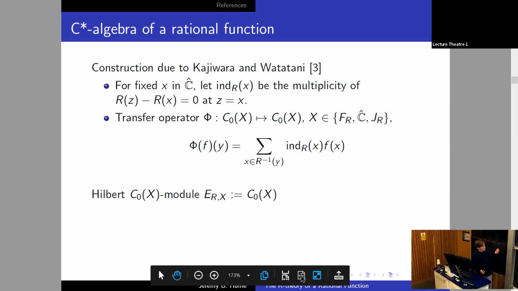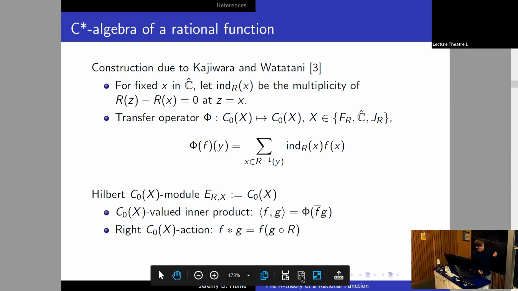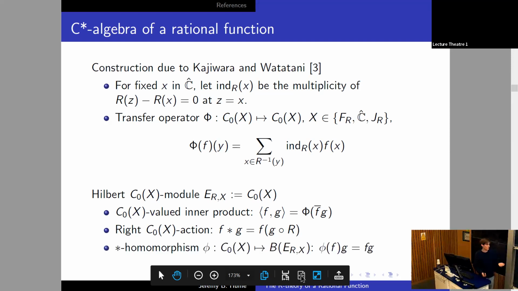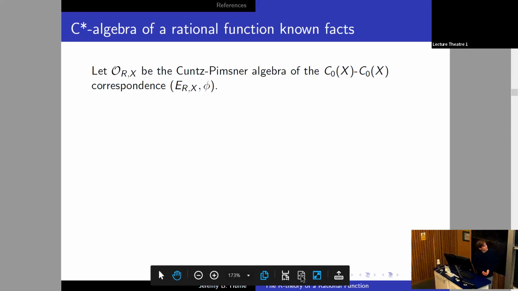So our Hilbert module will be this vector space E, which just turns out to be C0 of X. Its inner product will be implemented by the transfer operator, and its right C0 of X action will be implemented by precomposing with R. And there'll also be a left action by C0 of X given by pointwise multiplication of functions. And so we've got a correspondence E_phi, and we'll denote the Cuntz-Pimsner algebra of that correspondence O_R,X.